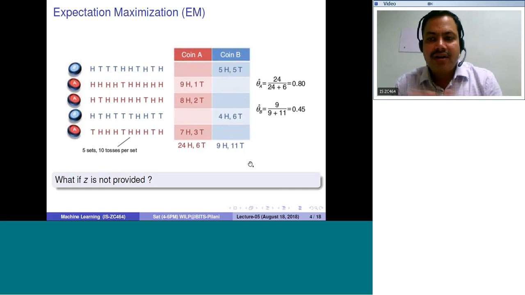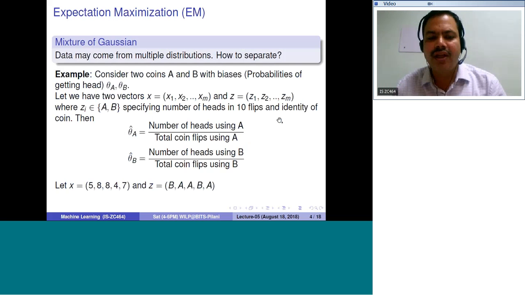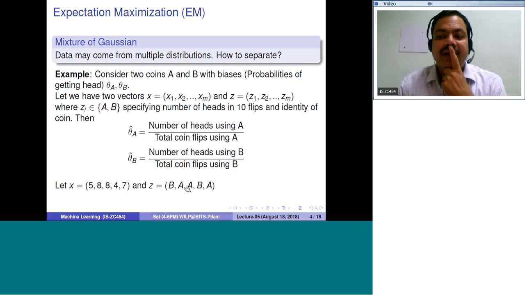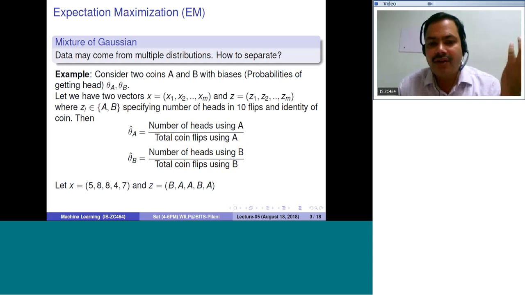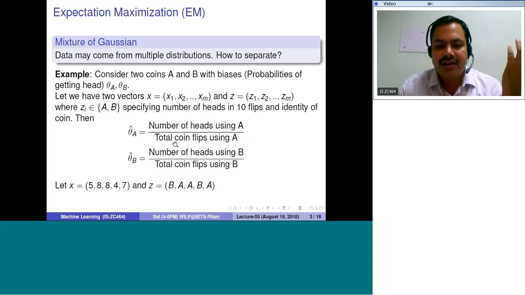But the interesting problem comes if I don't tell you about the Z. What do you know about Z? If I don't tell you what the Z is, then what would happen? Can you find out the probability? No, it is going to be very difficult. Understand? Now see, if I am not going to give you this Z, I am going to only tell you that these are the probabilities.